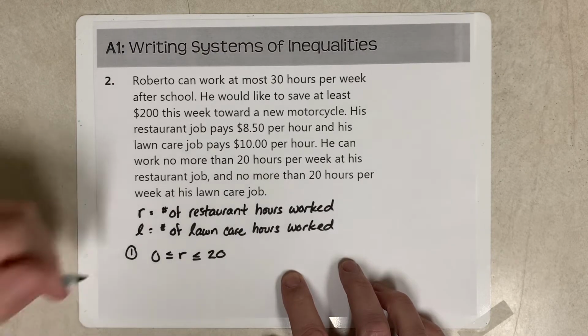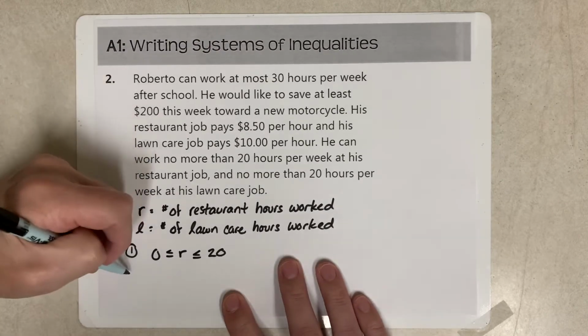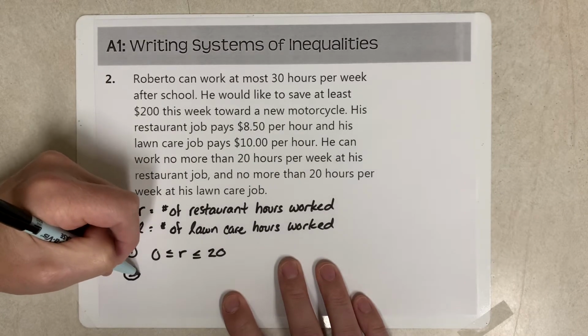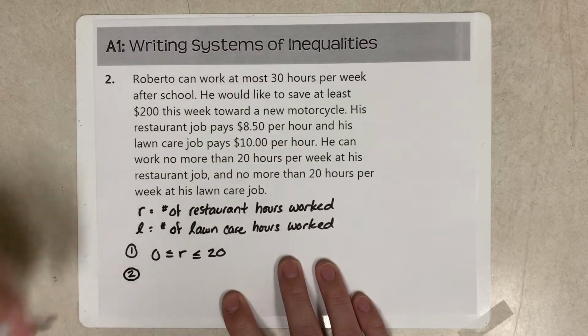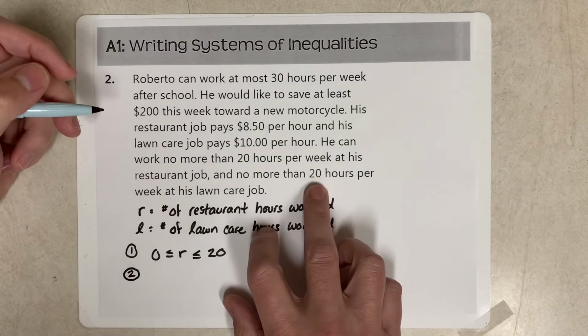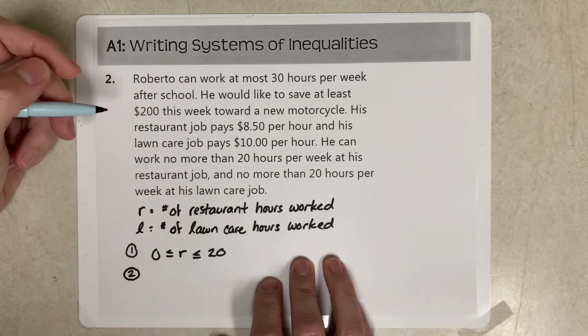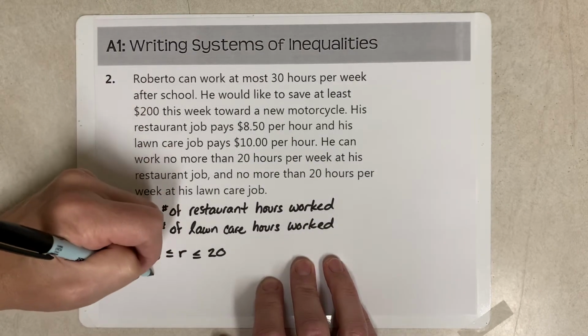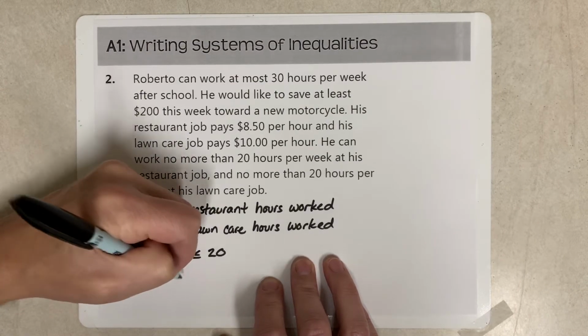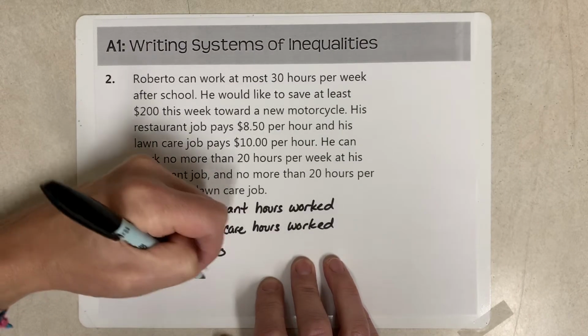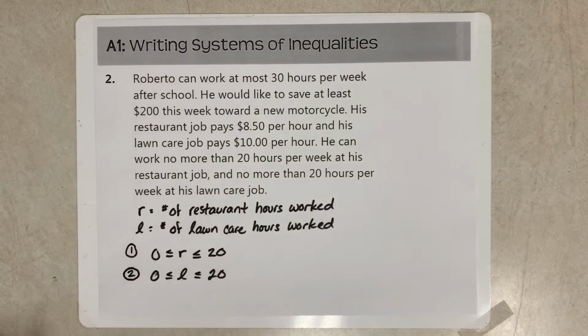All right, our second inequality we need to write is going to deal with the lawn care. So for lawn care, he can work no more than 20 hours a week at the lawn care job. So between 0 less than or equal to L less than or equal to 20 for that one.